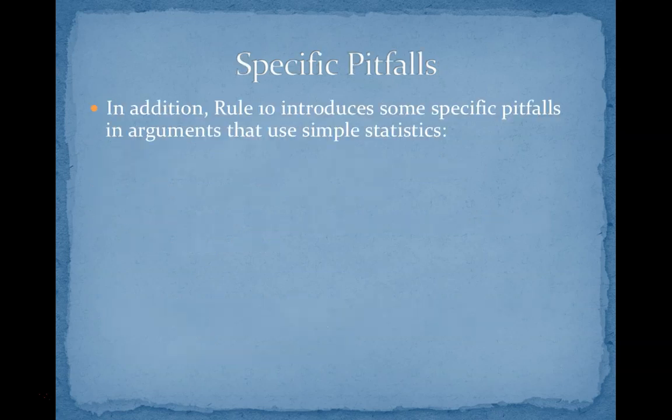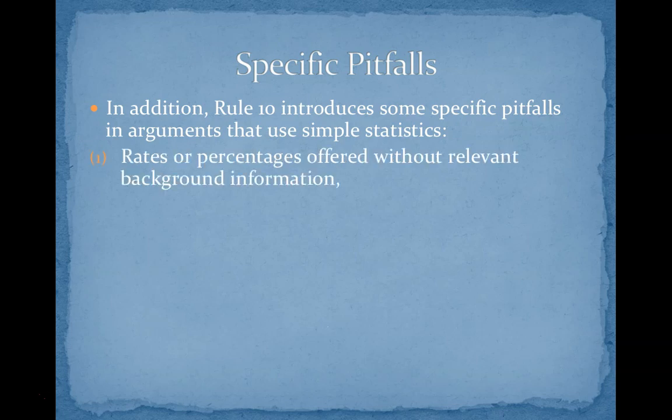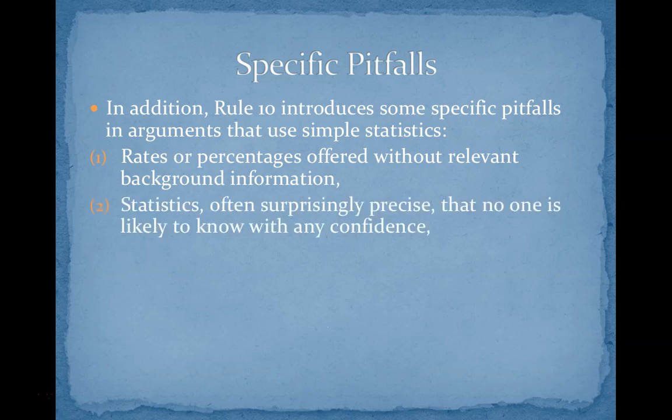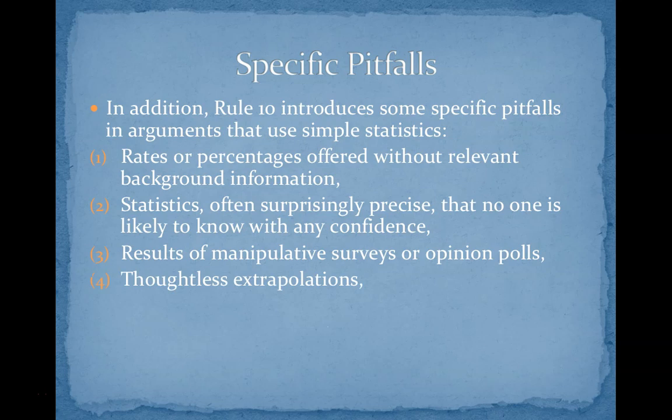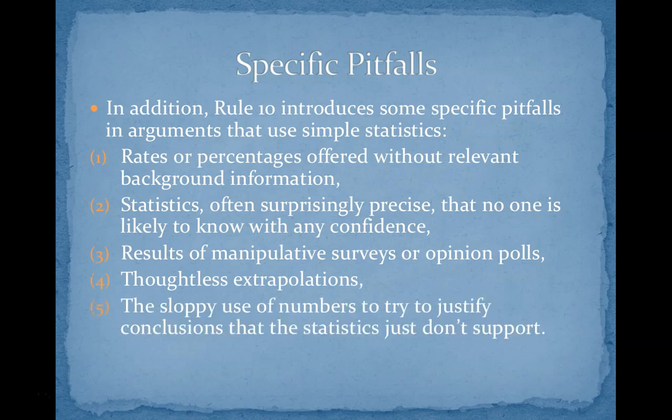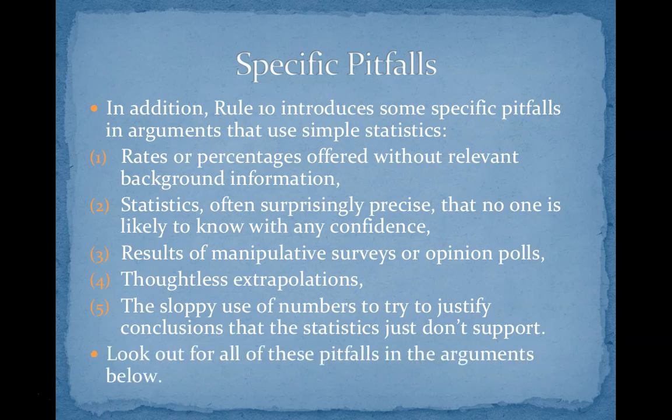In addition, Rule 10 introduces some specific pitfalls in arguments that use simple statistics. 1. Rates or percentages offered without relevant background information. 2. Statistics so surprisingly precise that no one is likely to know them with any confidence. 3. Results of manipulative surveys or opinion polls. 4. Thoughtless extrapolations. And finally 5. The sloppy use of numbers to try to justify conclusions that the statistics just don't support. Look out for all of these pitfalls in the arguments below.